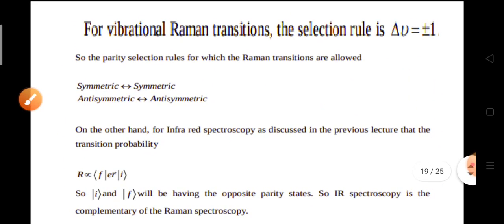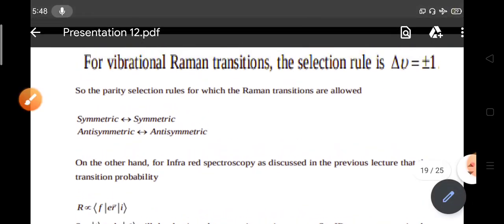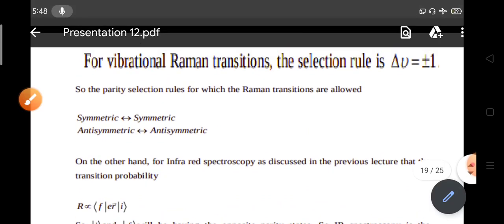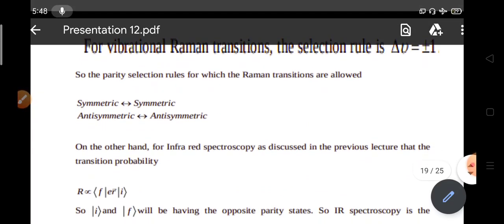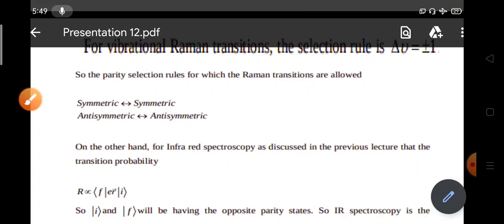Now we should understand what the selection rule is for the vibrational Raman transition and the rotational Raman transition. For the vibrational Raman transition, delta V equals plus or minus 1, and the parity selection rules for the Raman transitions are symmetric to symmetric and antisymmetric to antisymmetric.